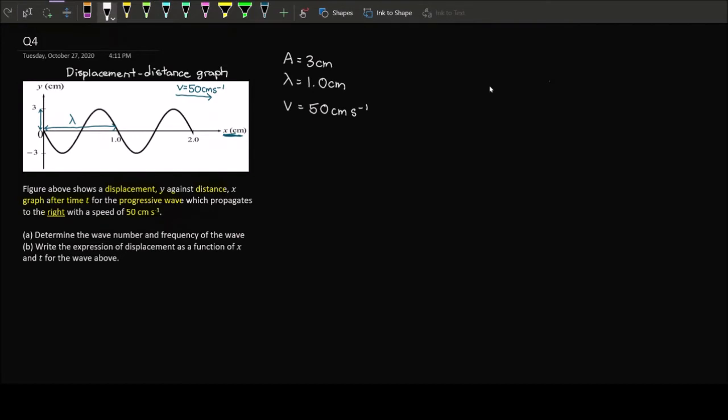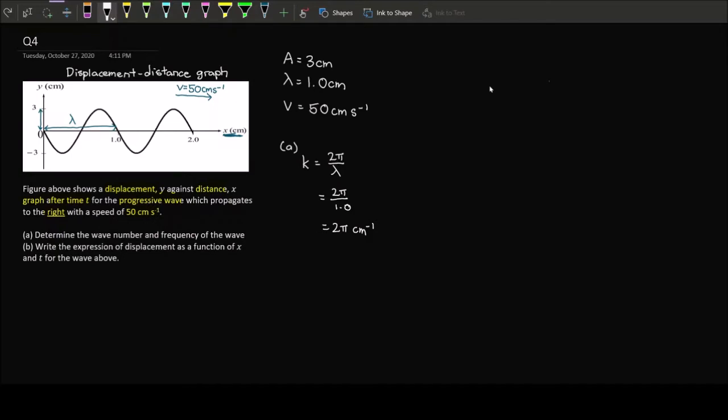The first question asks for the wave number. If you have been following me since question 1, you know wave number is related to wavelength using this formula: k equals 2 pi over lambda. So now it's just a matter of substitution. Lambda is 1.0 cm, then you will end up with 2 pi per cm. Okay, be careful with the unit, it's not SI here.